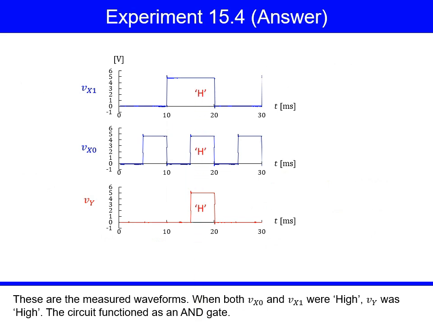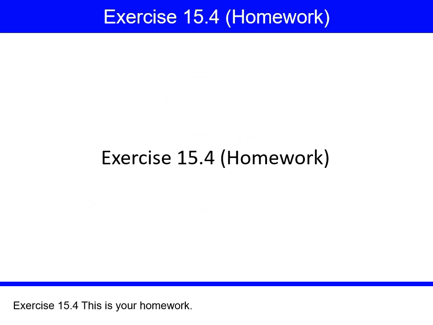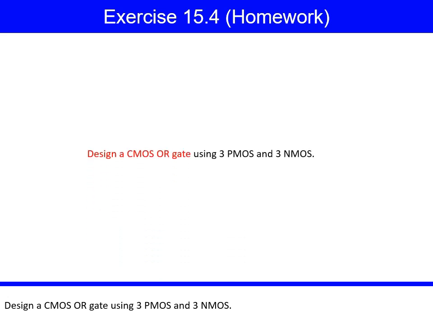These are the measured waveforms. When both Vx0 and Vx1 were high, Vy was high. The circuit functioned as an AND gate. Exercise 15.4. This is your homework. Design a CMOS OR gate using 3 PMOS and 3 NMOS.